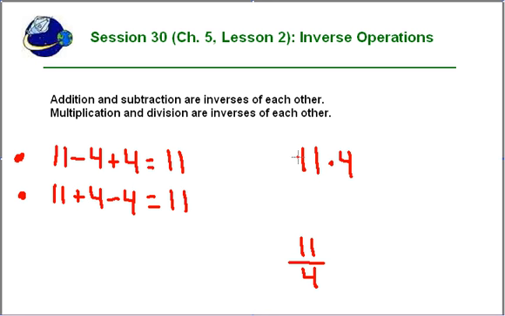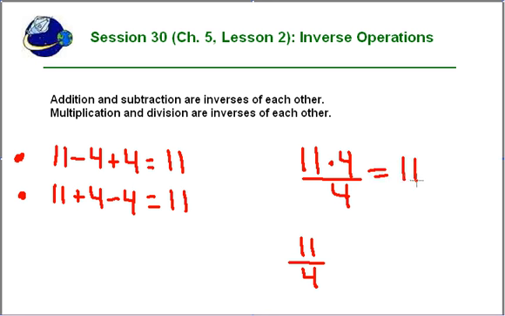Well, the same is true with multiplication and division. Here we're going to start off with the number 11. And what we're going to do with that 11 is we're going to multiply it by 4. Well, after we've multiplied it by 4, if we turn right around and divide by 4, are we going to have the same number that we started with? And the answer is yes. If you want to calculate it out, you can. 11 times 4 is 44. 44 divided by 4 is 11.